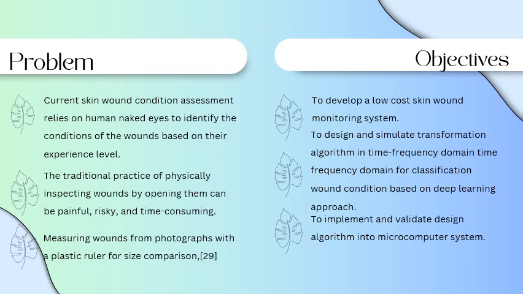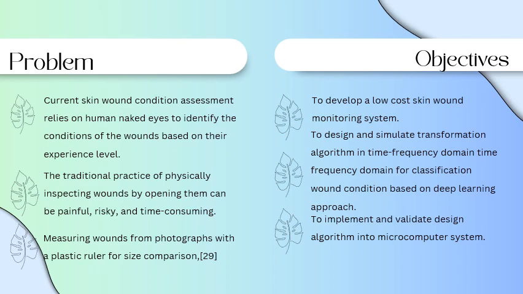Current skin wound condition assessment relies on barely human naked eyes to identify the condition of the wound based on their experience level. The traditional practice of physically inspecting wounds by opening them can be painful, risky, and time-consuming. Measuring wounds can be done by using a ruler or by taking photographs. So this assessment needs to be done repetitively. So the repetitive process can be replaced by machines or computers using artificial intelligence.